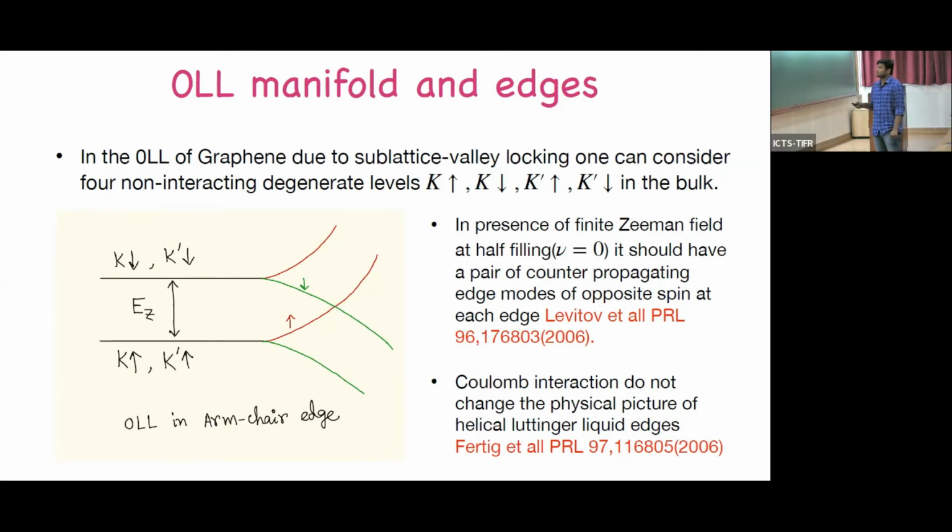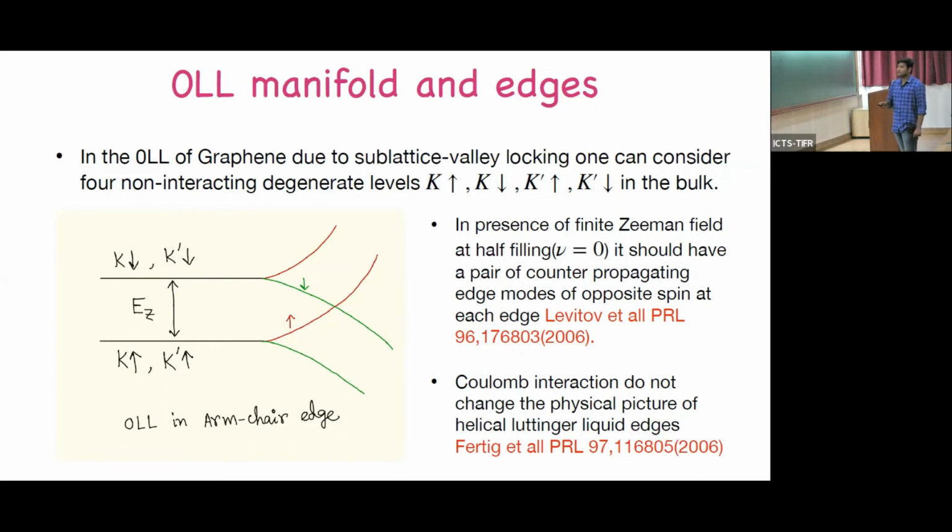So there will be a finite gap between the up spin sector and the down spin sector. And in early 2006, people found that if you take this structure and put an edge, due to this k and k prime structure, close to the edge one will go upwards and one will bend downwards. Let's say the k will go upwards and the k prime will get bent downwards. And a similar structure will be there.